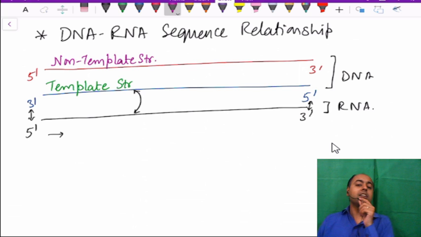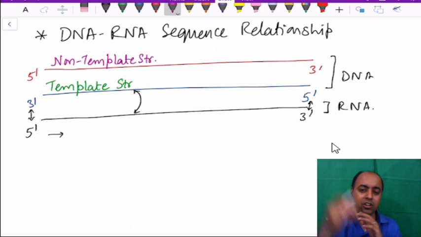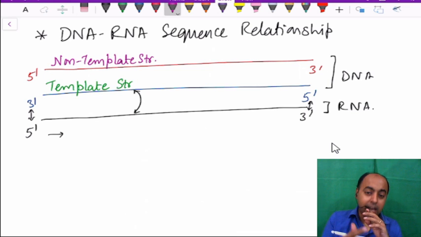Now, if we look at the template strand and compare it with the RNA, we find the two strands are anti-parallel and complementary. We have synthesized the new nucleic acid by complementary pairing. In front of G, we put the C. In front of T, we put the A. In front of A, we put the U. In front of C, we put the G. So the two strands are antiparallel and complementary.